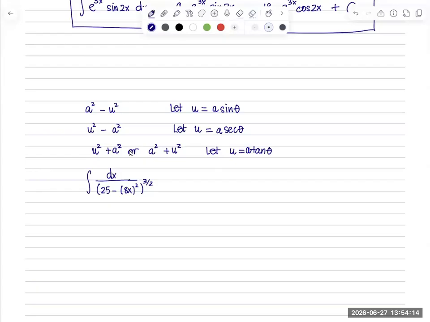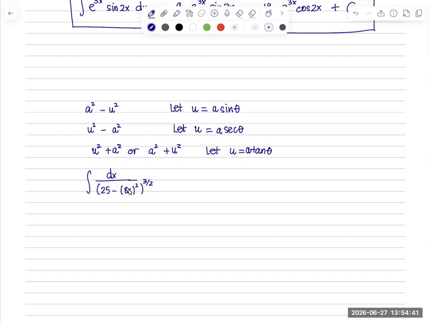Now let's take a look at where we're going to use trigonometric substitution. Whenever you have an expression like a number squared minus a variable squared, or a variable squared minus a number squared, or the other case, the plus case, a variable squared plus a number squared, then we know we're going to use trigonometric substitution.